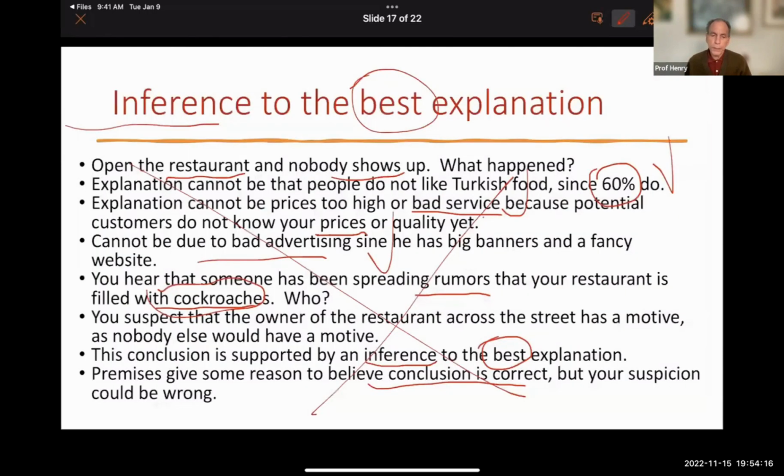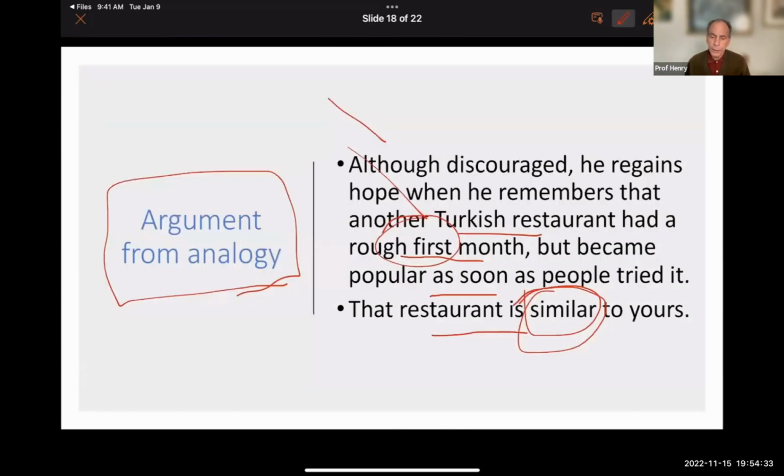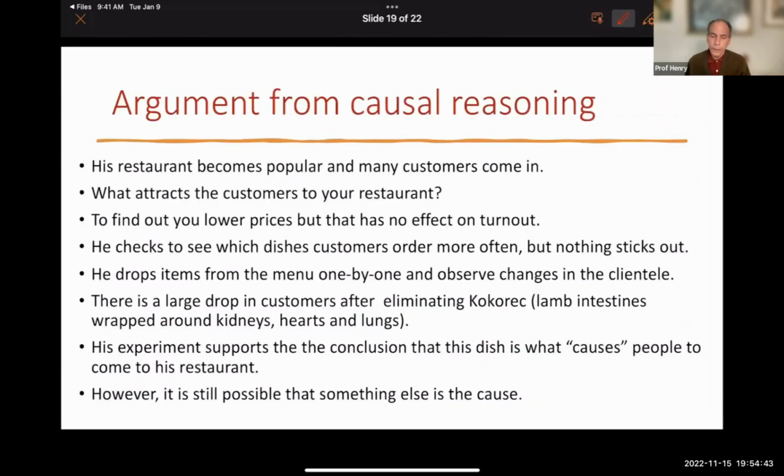So here we were trying to argue to the best explanation to come up with a conclusion, but now, is this the best explanation? You always have to query, is that the best explanation? Oh, now wait a second. I could analogize to another Turkish restaurant. So, argument from causal reasoning. So here's another situation.